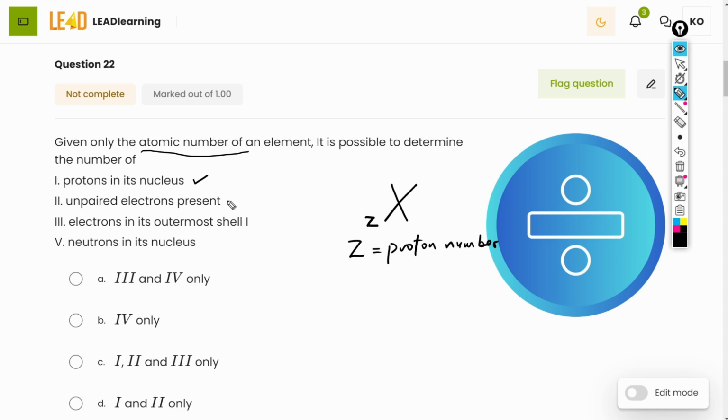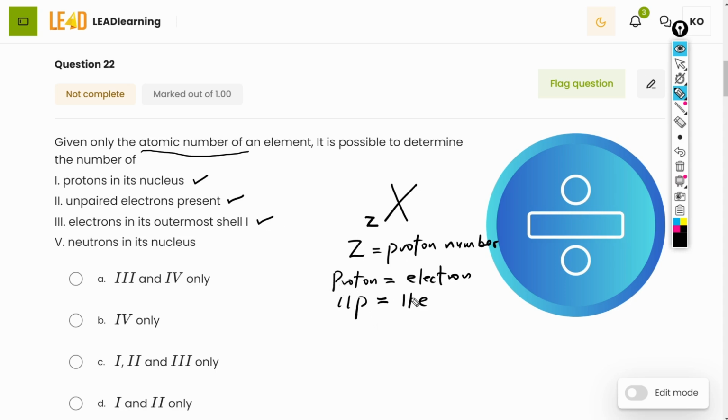Unpaired electrons present? Yes, because proton number is equal to electron number. For example, if I have 11 protons in an atom, it means I'm also going to have 11 electrons. Electrons in the outermost shell? Yes.